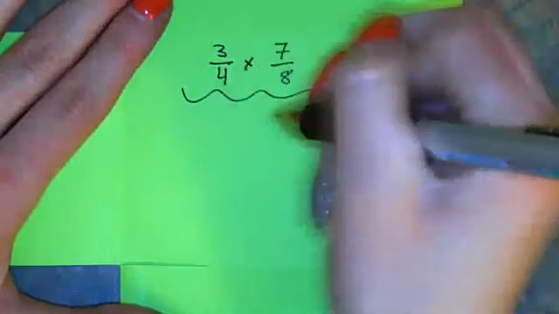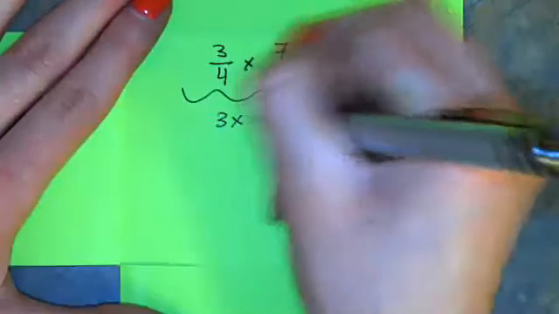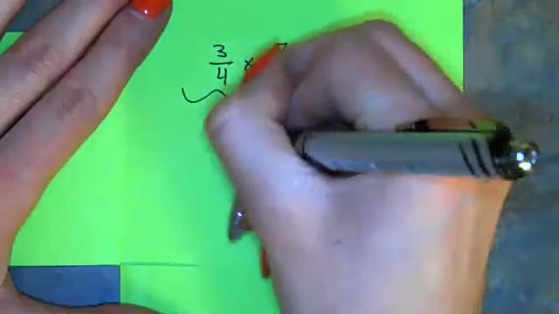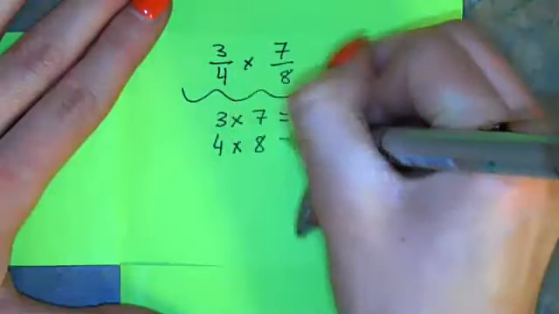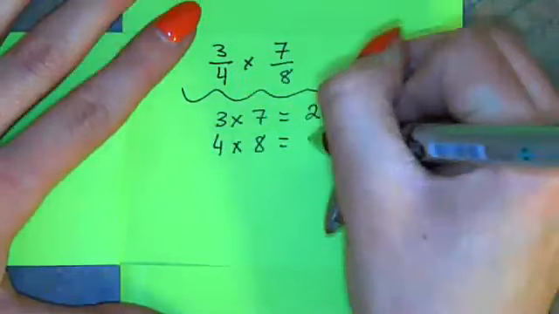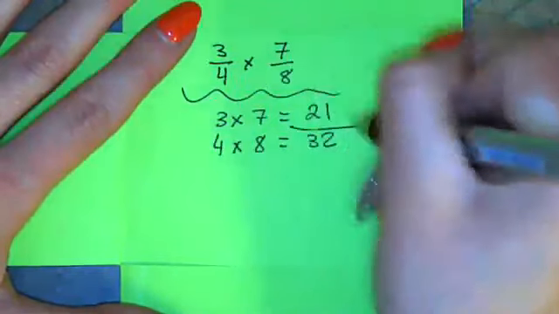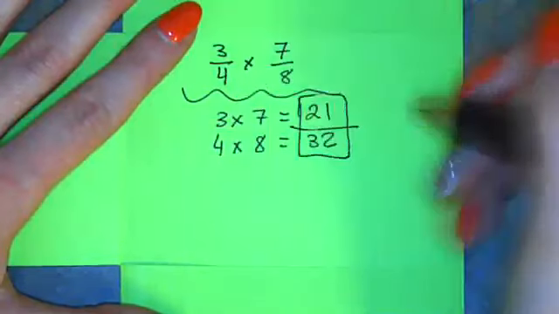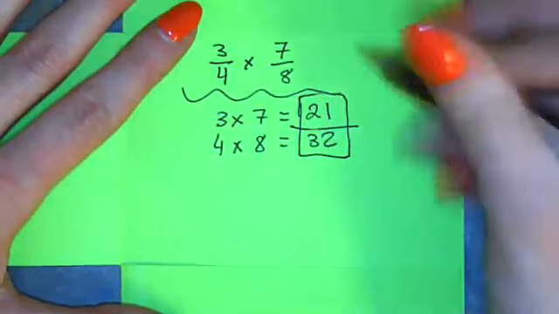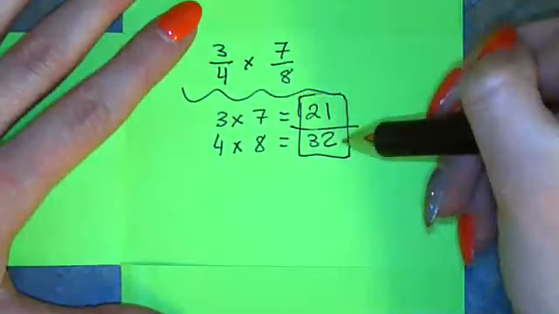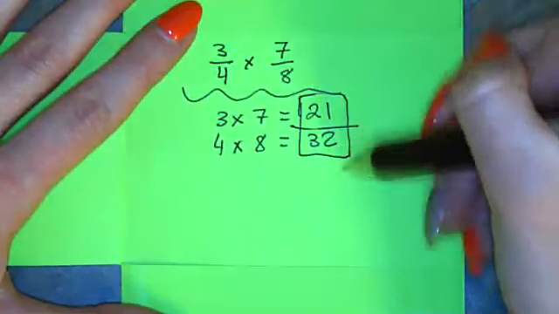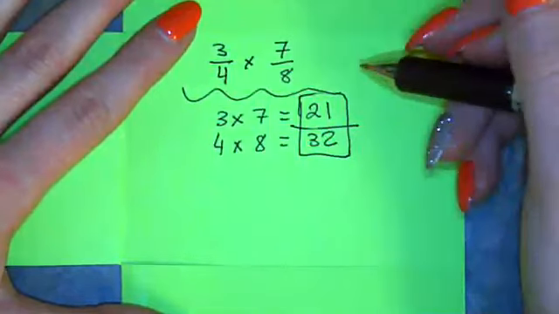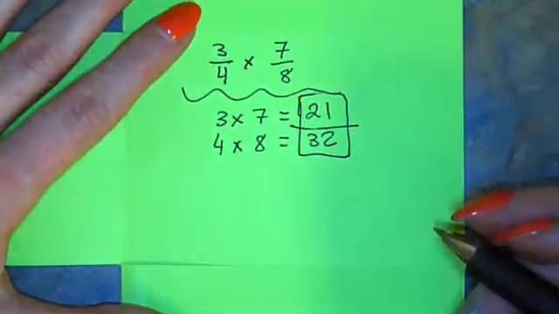All you do is you do 3 times 7 equals 21, and then 4 times 8 equals 8, 16, 24, 32. That's your numerator, that's your denominator, and we cannot simplify that anymore because 21 can't go into 32. You can't divide both of these by 2, by 3, by 5, or by 7. So that is as simplified as it is going to get.